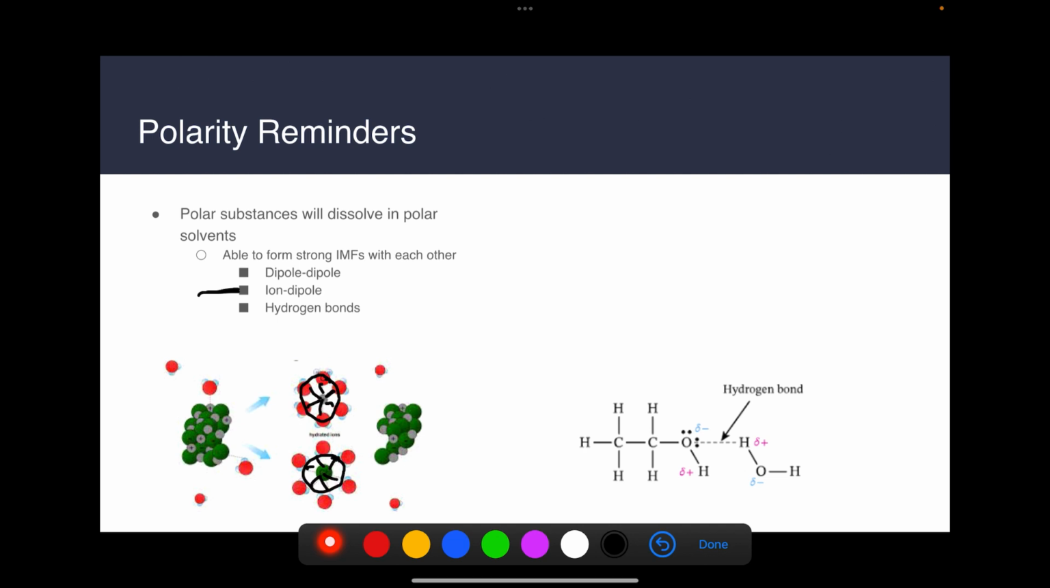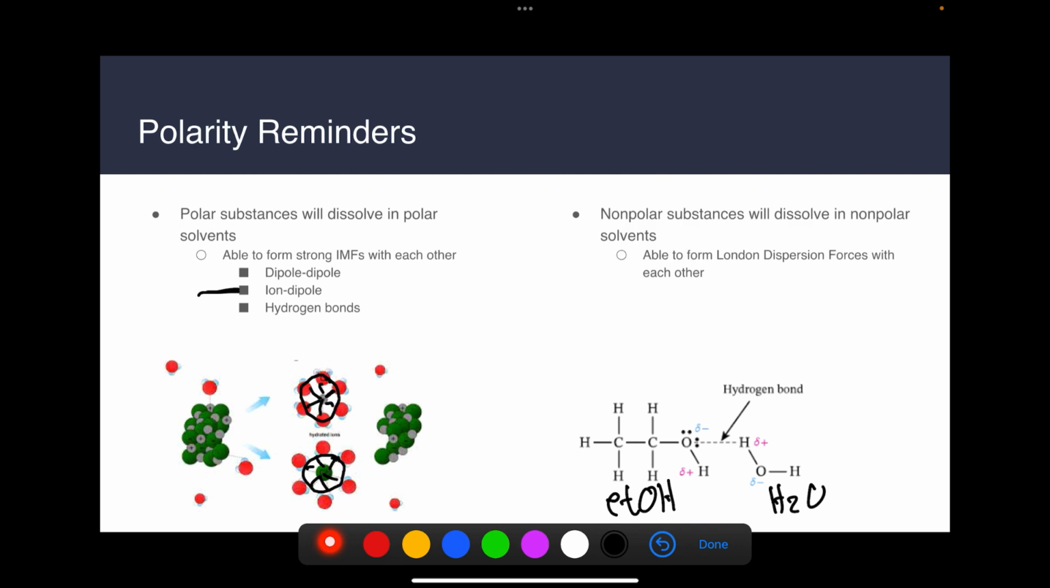Hydrogen bonding is shown here, where we have a water molecule hydrogen bonding to an ethanol molecule. In this case, we would actually say the ethanol is miscible in the water, since we typically don't say that liquids dissolve in other liquids, we say that they are miscible.